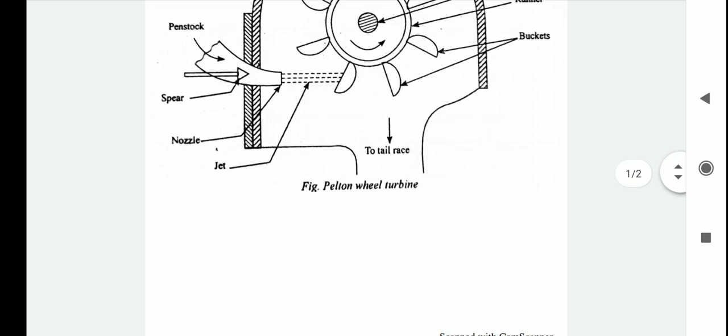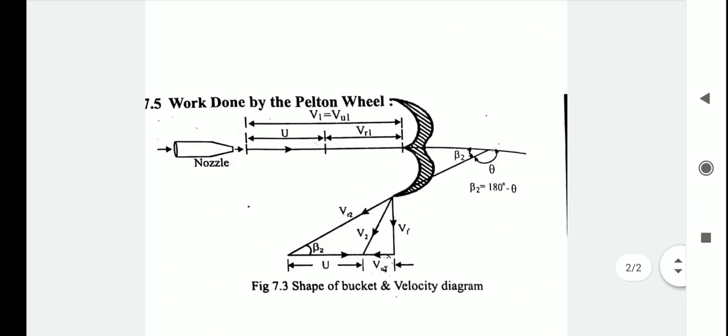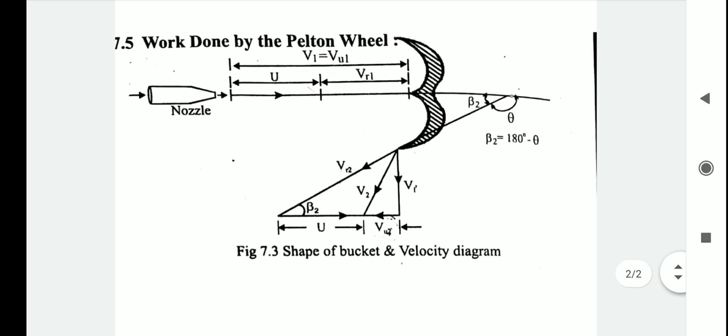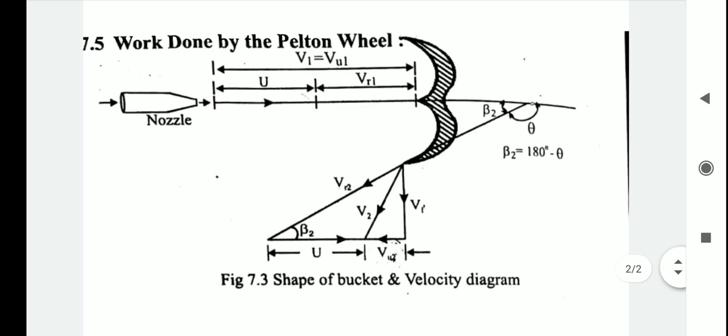Next we move on to the work done by the Pelton wheel. This is the velocity triangle for the Pelton wheel. It is common for all the problems. While solving a problem, this velocity triangle remains the same, and we have to use this triangle for the problems.